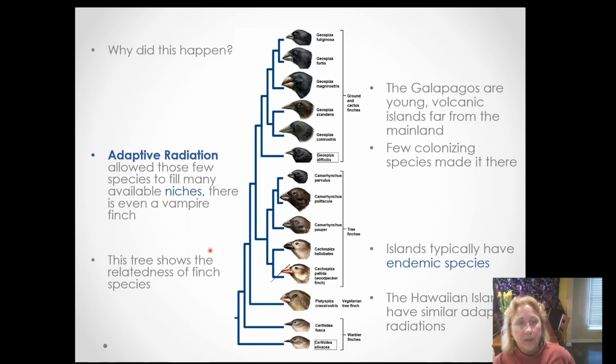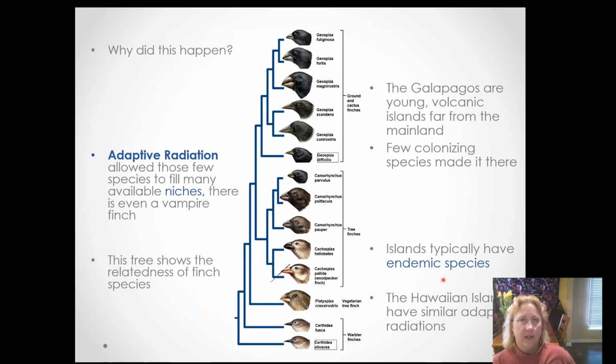So even though it's kind of flattened, this is a tree of relatedness of all of these different Galapagos finches by DNA analysis, because they're all so similar. It's very difficult to tell which species are more related to which just based on morphology or the shapes of their bodies and beaks. When islands have particular species like this that are found nowhere else, we call that an endemic species. The Hawaiian Islands as well have endemic species.